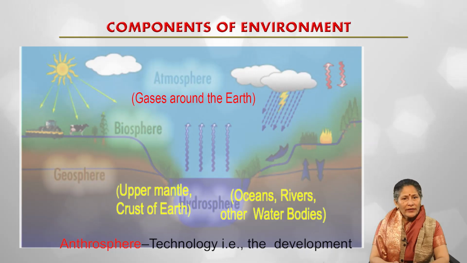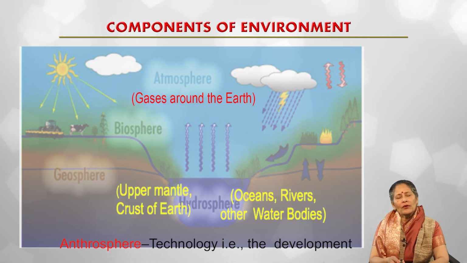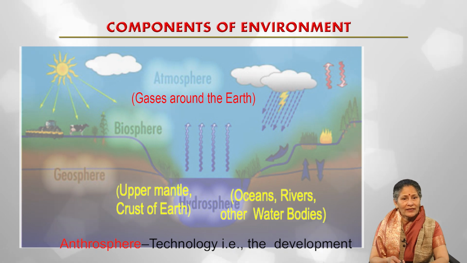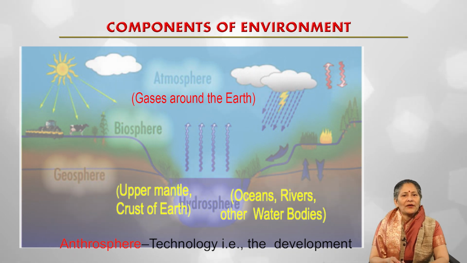So all of you are aware and you know it very well, what are the various components of our environment. So we know that there are generally 4 components. We have atmosphere, which deals with the gases around the earth. We have biosphere, which is related to all the life forms on this planet. We have geosphere, which is the upper mantle crust of earth, and hydrosphere, which deals with the oceans, rivers and other water bodies.